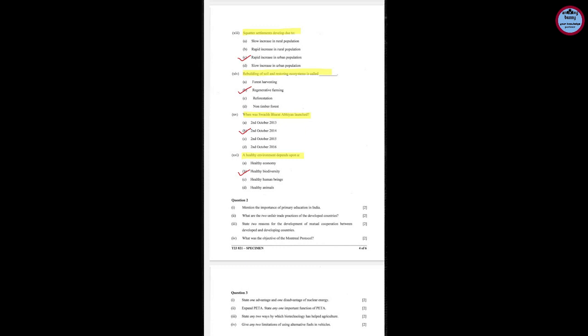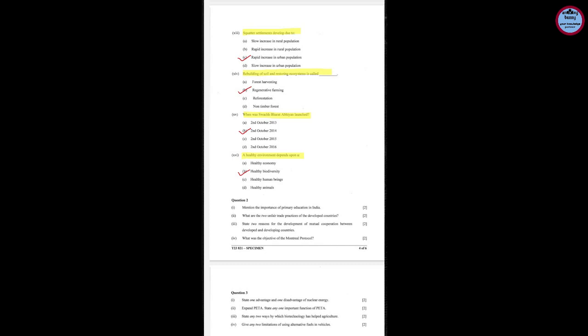Next part, that is question number 2 from section A. Here you can see the various questions like: mention the importance of primary education in India, what are the 2 unfair trade practices, state 2 reasons for the development of mutual cooperation between developed and developing countries, what were the objectives of the Montreal Protocol. And next, question number 3, state one advantage and one disadvantage of nuclear energy. We'll discuss each and every answer in a short while.